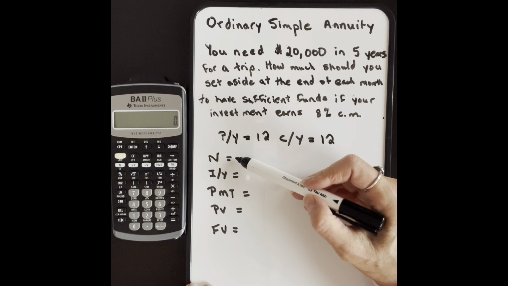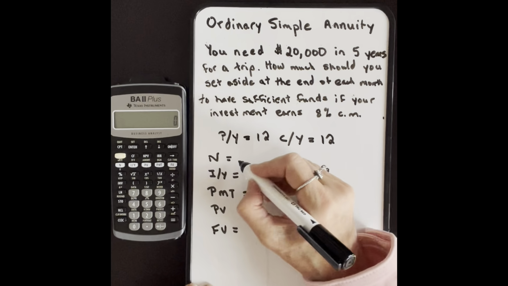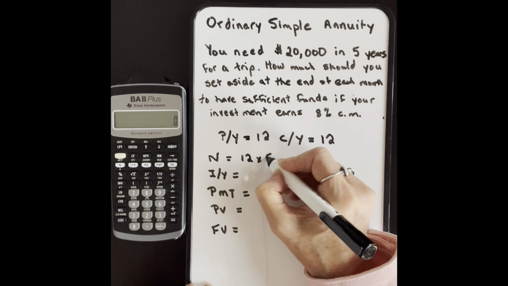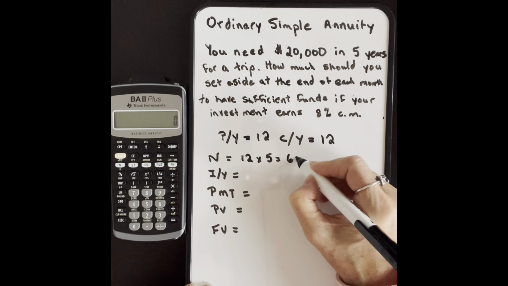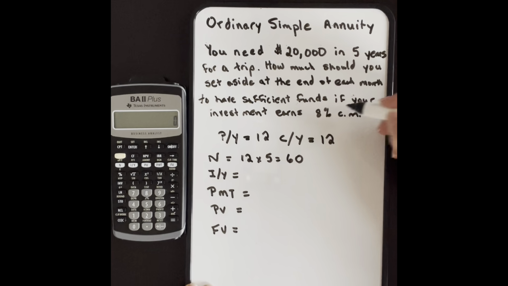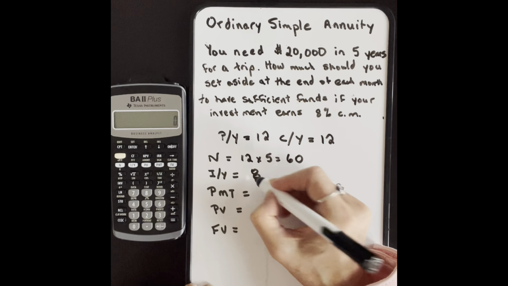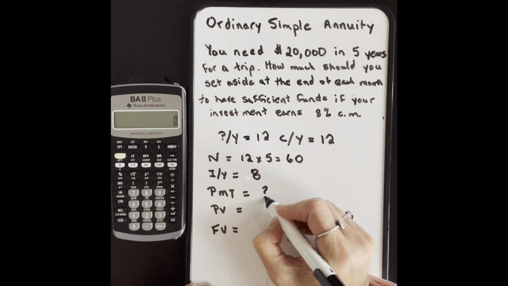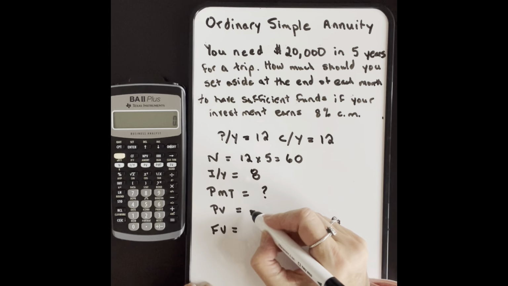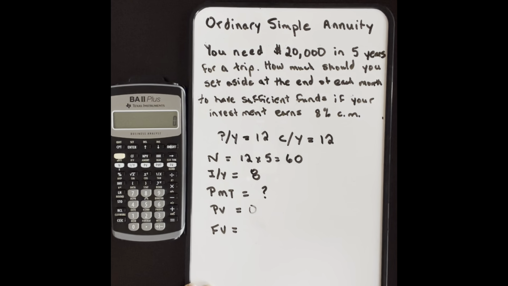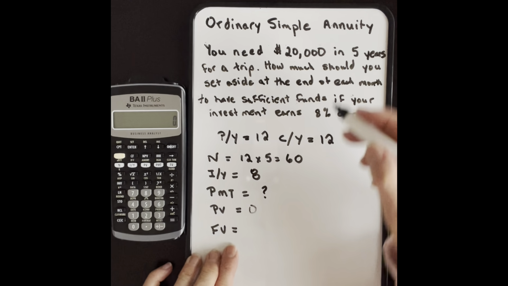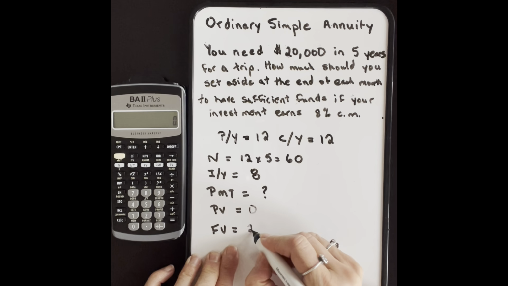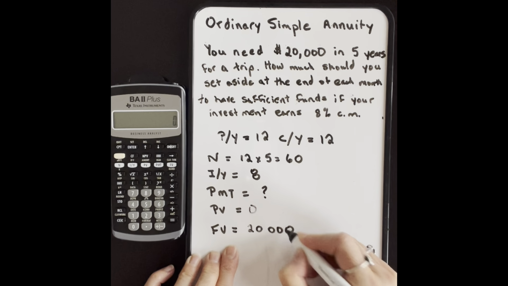N is the number of payments. You're making 12 payments per year for 5 years, so 60 payments. The interest rate per year is 8. The payment, you don't know that. That's what you're finding. Present value is 0. We're not starting with anything in that account. And the future value, we want it to be worth $20,000.